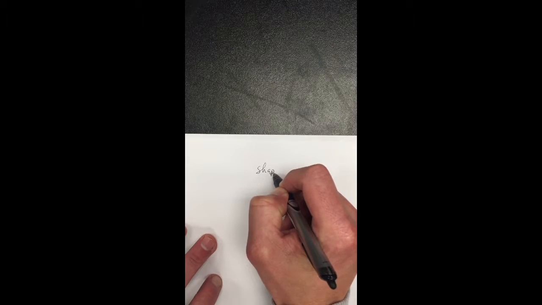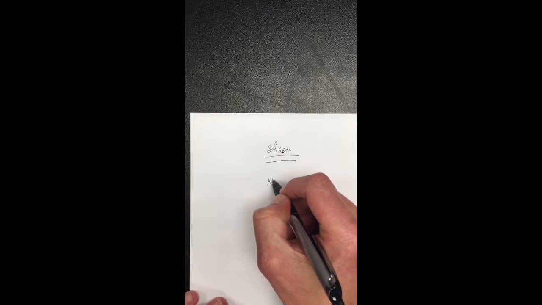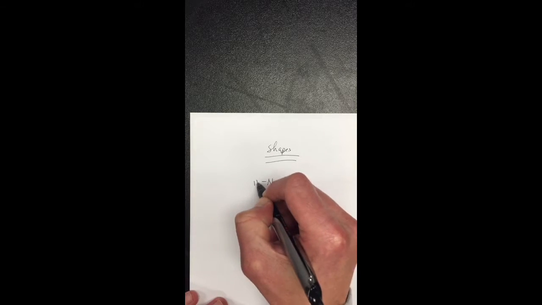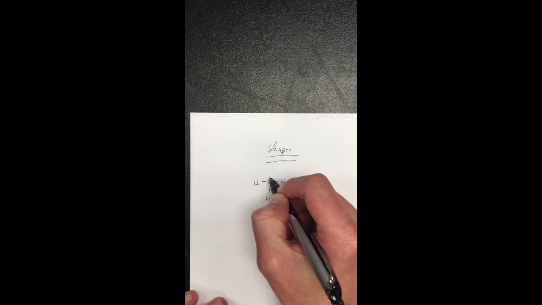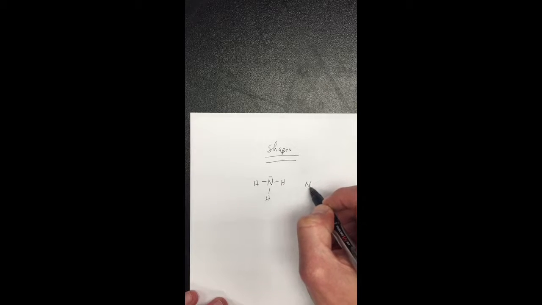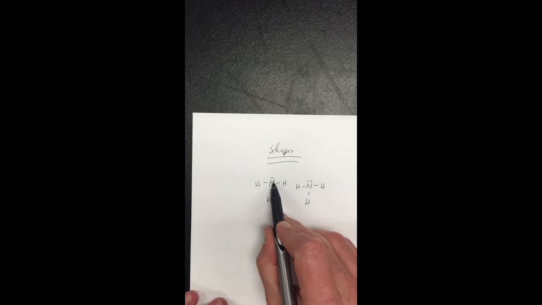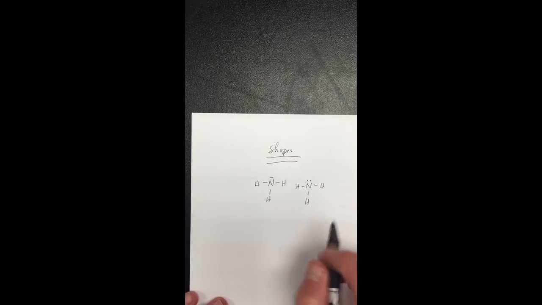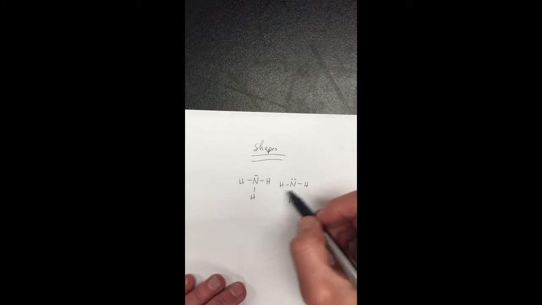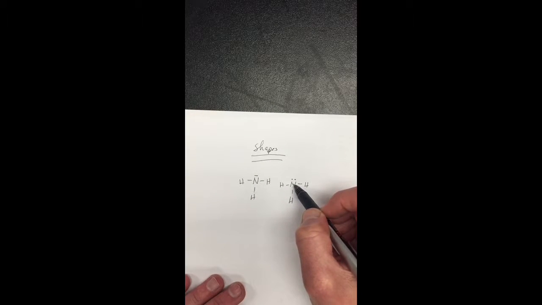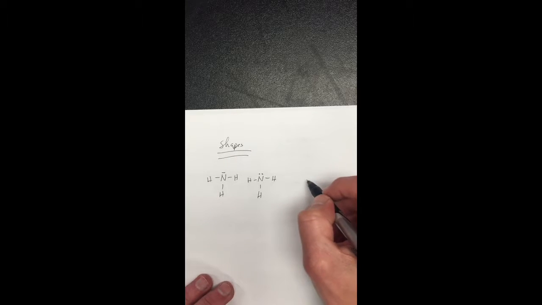The second thing, you have to tell me shapes. To tell me the shape, you have to have the Lewis structure. The Lewis structure on paper is going to look like this. Sometimes you may see electrons like that. So instead of a line, you've seen 2 dots.